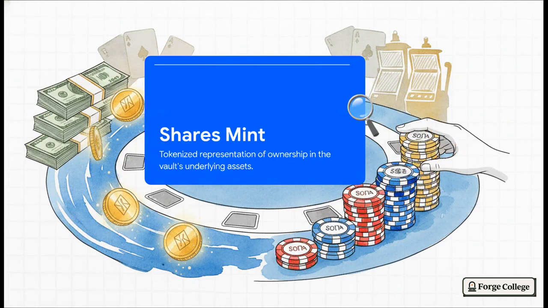Which actually brings us to a brilliant way to visualize the shares mint. Think of it literally like walking into a casino. You don't walk up to a blackjack table and place bets with your $100 bills, right? You trade your cash, which represents the underlying tokens, for casino chips. That shares mint is your stack of chips. It is the tokenized representation of your exact ownership stake in the vault's underlying assets. So you hold the chips, and the vault securely holds the cash.